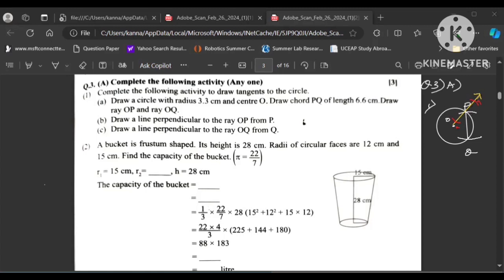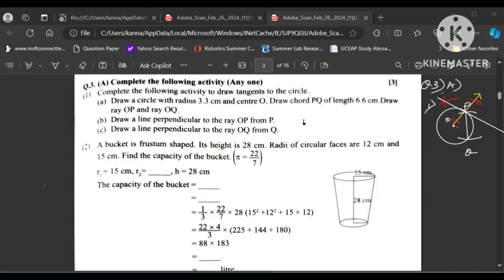X as center, radius more than XP, you'll draw an arc. Y as center, same radius, draw an arc. Draw a line passing through the point of intersection of the arcs and P, and that line will be the tangent, okay? This line has to be the tangent.